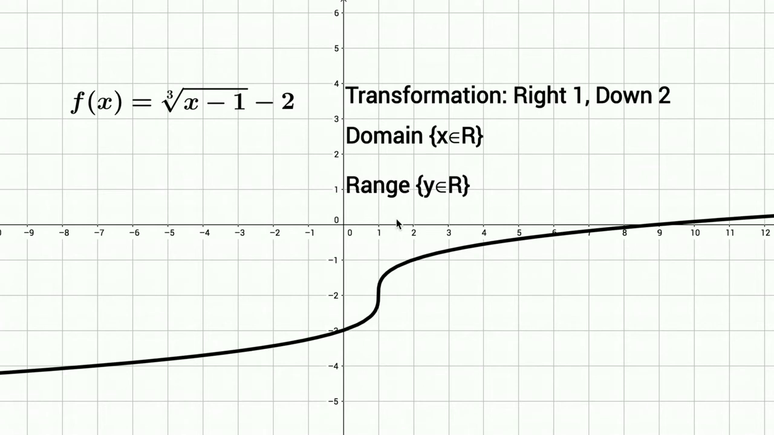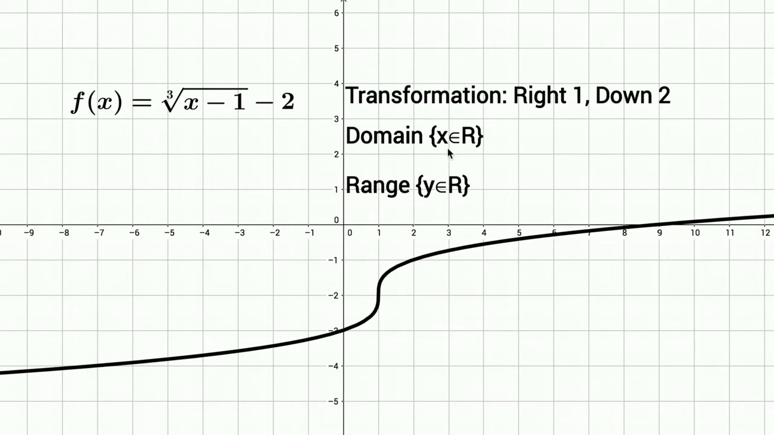Question number 4. f of x equals the cube root of x minus 1 minus 2. What kind of transformation do you see this time? X minus 1 is inside the radical expression, telling us everything is going to move right 1 unit. Minus 2, this subtracting 2 is outside of the radical expression, so you are moving everything down by 2 units. Right 1, down 2. From here, you do your count. Right 1, up 1, right 8, up 2. Left 1, down 1, left 8, down 2.